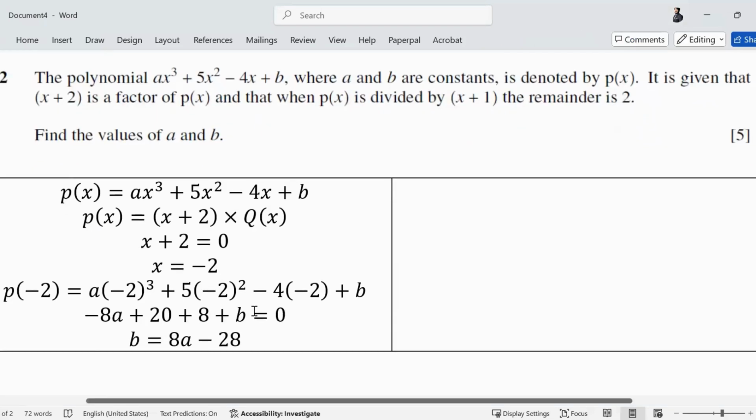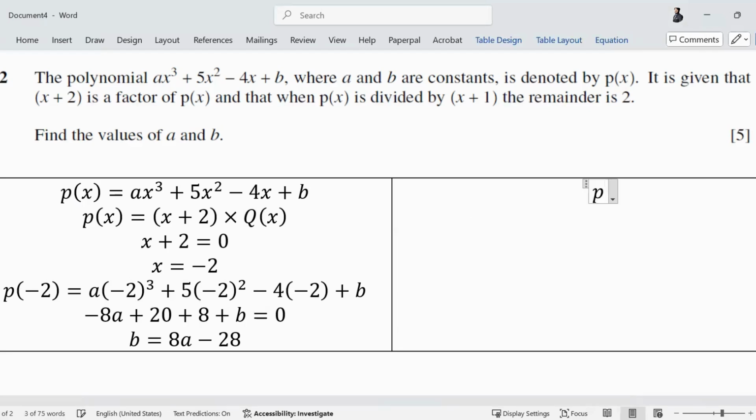This is one single equation, and how many unknowns do I have? Two. Two unknowns cannot be solved through one equation. Then read the next statement: when p of x is divided by x plus 1, the remainder is 2. Again, I'll refer to the remainder and factor theorem.